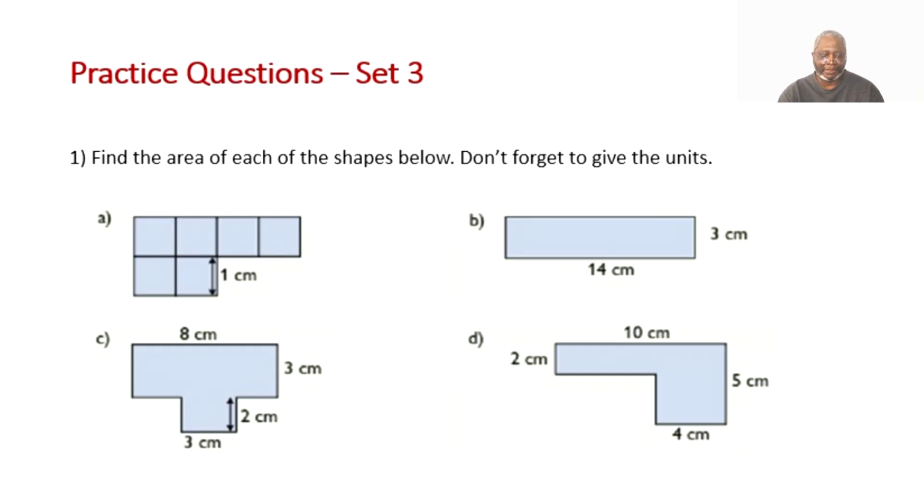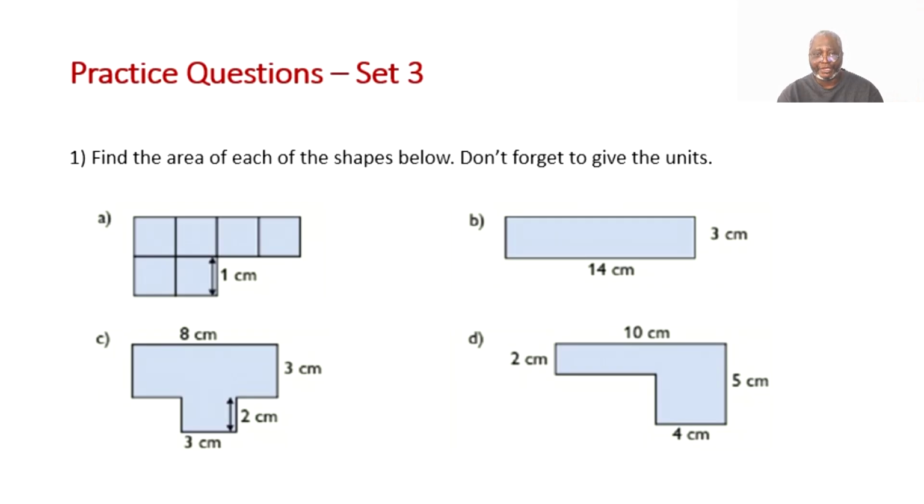Practice question set 3. Find the area of each of the shapes below. Don't forget to give the units. 1A is by counting in blocks of 1 meter squared. 1B is a simple multiplication of width times length. But 1C is to split the diagram into 2 rectangles, and then you find the missing bit. 1D is the same thing really.